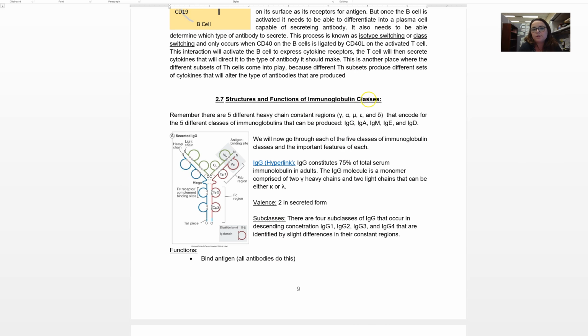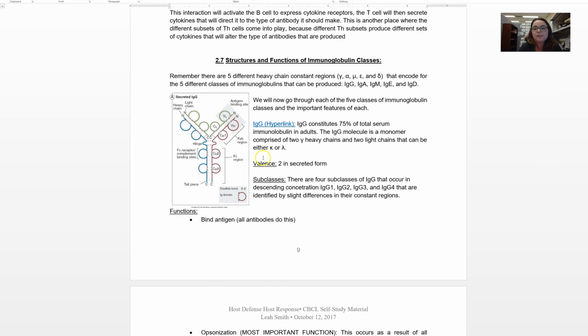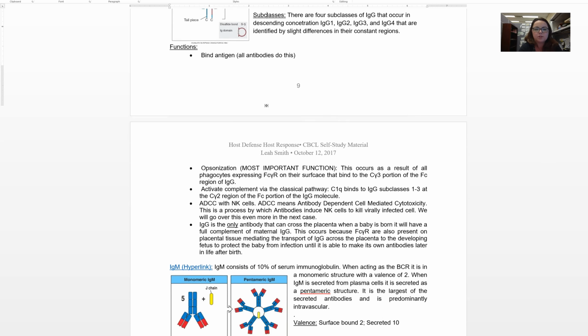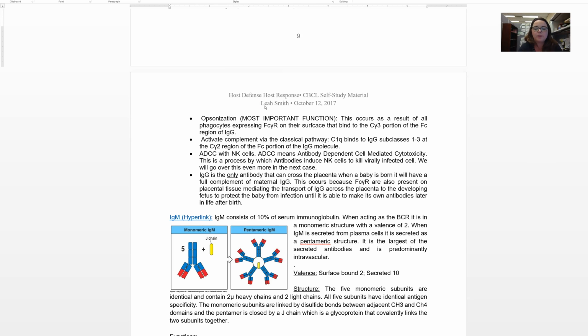Then we go into the different immunoglobulin classes. These are basically just different antibody types or isotypes. So this is a part of the packet you should spend a lot of time on. You really need to know the 5 different types of antibody, their main functions, and their valences. I'm not worried about subclasses. I don't really pay attention to subclasses. I actually forget how many subclasses there are from year to year, so don't bother learning that.